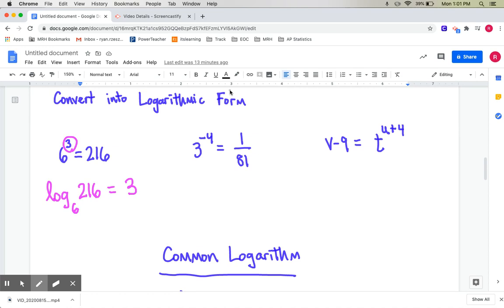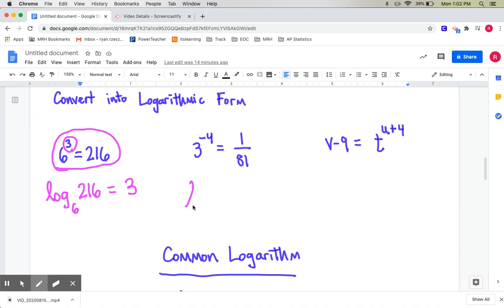But if you're not sure and you're like, oh gosh, did I do that right? It takes literally 2 seconds to check your answer. Just do the conversion right here. You're going to have 6 to the power of 3 equals 216, which is totally what the original problem said. So these are equivalents. Okay? Pause the video and try these next two for yourself, and I'll write them down right here.